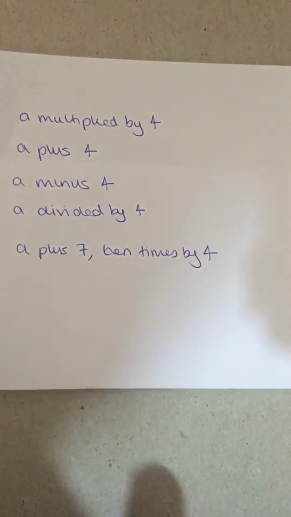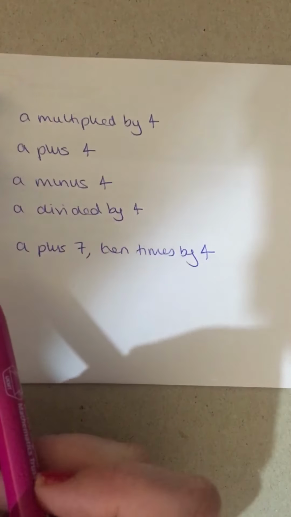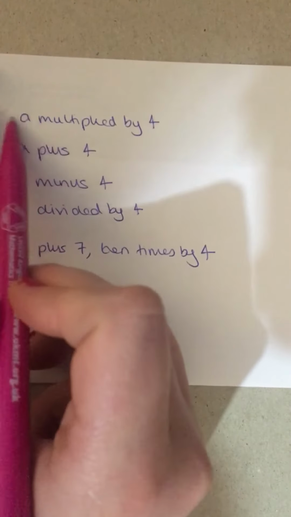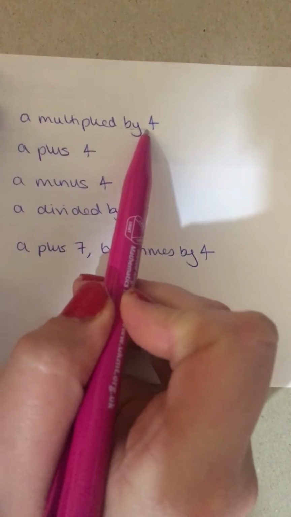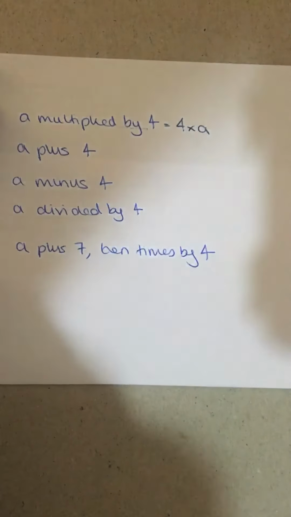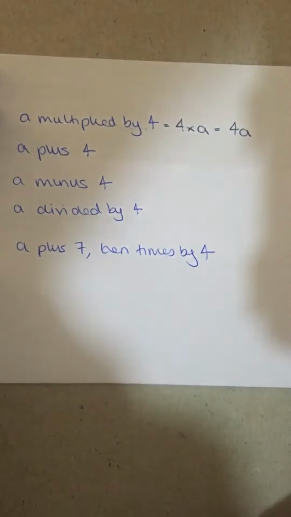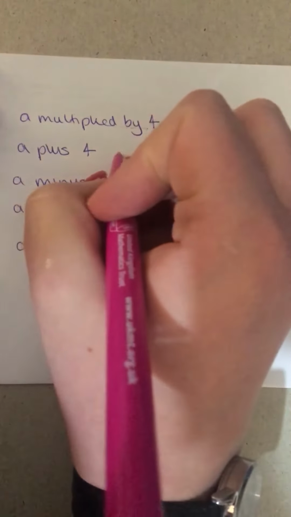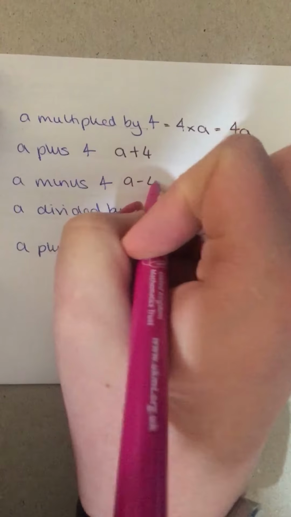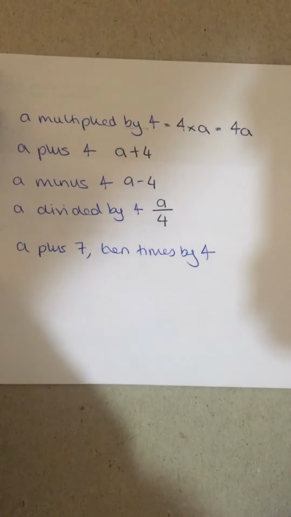But before we start, we need to look and remember how we can describe situations using algebra. So the first one, if we have a letter or some number represented by A, and we wanted to multiply it by 4, we would write that as 4 times A. Think about what sum you're doing as if it was a normal number, which we know we can simplify to just 4A. A plus 4, A minus 4, A divided by 4. Remember we use the line to show division when we're doing algebra.